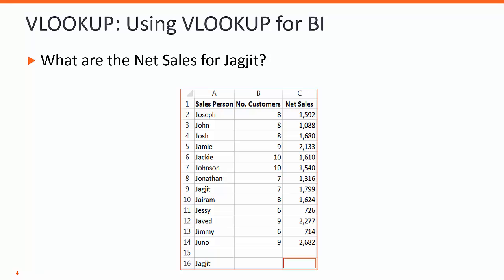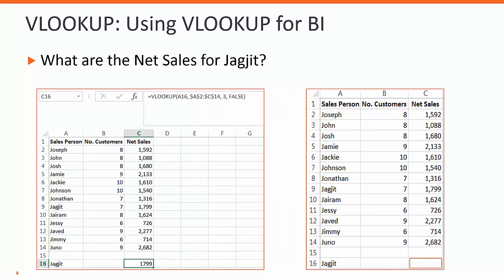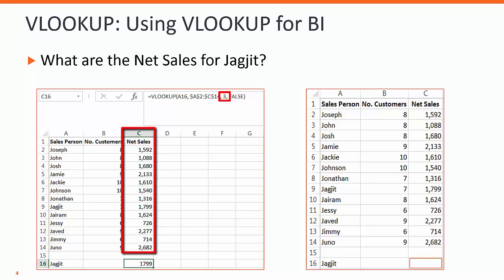So here's a question. Jajit is a salesperson. What are the net sales for him? So in this instance, what I've done is I've put in a VLOOKUP formula into cell C16. And again, we look at the syntax as we go through it. A16 is the person. We've defined the scale and the dimensions of the table we wish to look into. We've defined the column by the number, in this case number 3, which is net sales, for the value we wish to return. And we've also stated false because we want the exact number and not a number that is approximate to that.